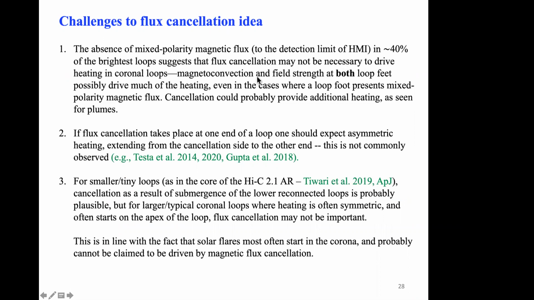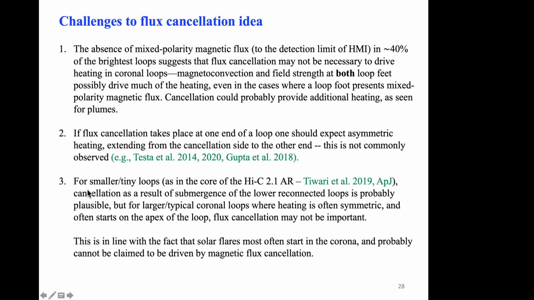As I said before, magnetoconvection and field strength at both loop feet possibly drive much of the heating in those cases, even if there is mixed polarity magnetic flux that can do that. Cancellation could probably provide additional heating, as seen for plumes, but whether cancellation is fundamental for heating loops is far from established. If flux cancellation takes place at one end of the loop, one should expect asymmetric heating extending from the cancellation side to the other end.